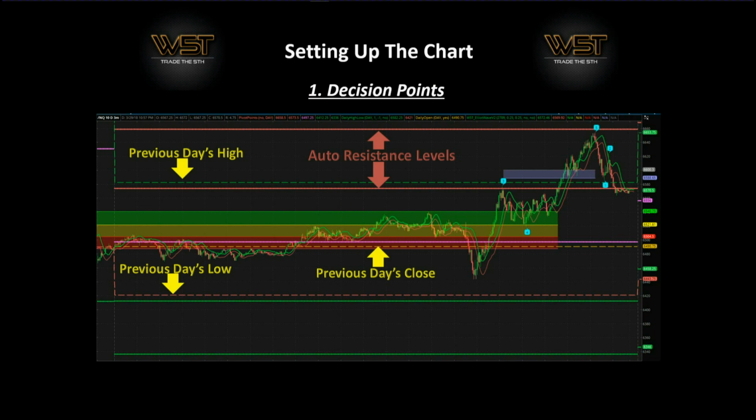We've got the auto resistance levels, as you can see here. This wave 3 that came up just pipped through that auto resistance level and just short of that previous day's high. So that makes a zone, if you like, for that resistance. That then pulled back down on the wave 4 there. So really, really important we have those on our chart, and also those auto support levels and the pivot point for the day as well.